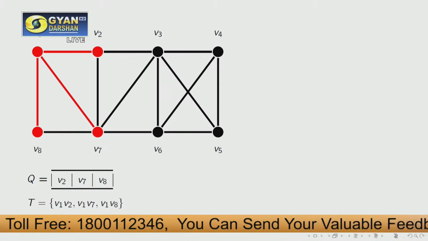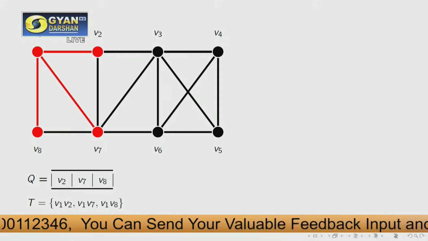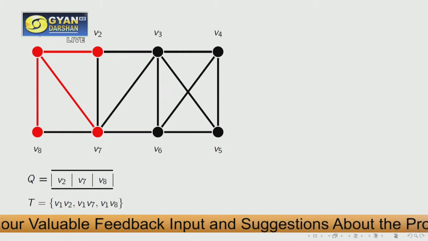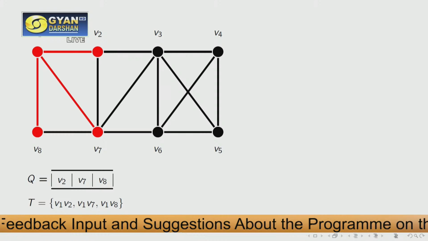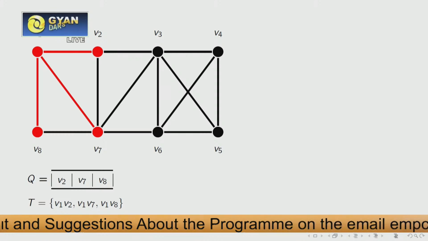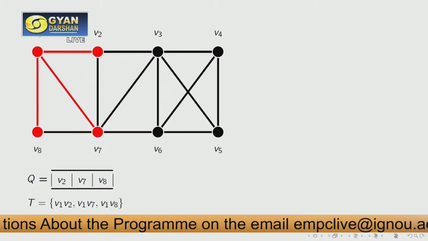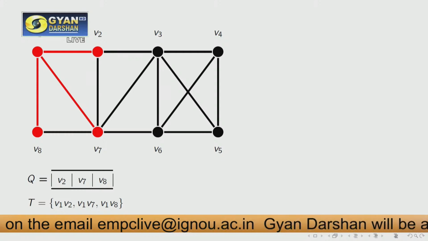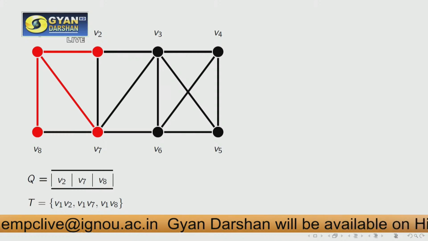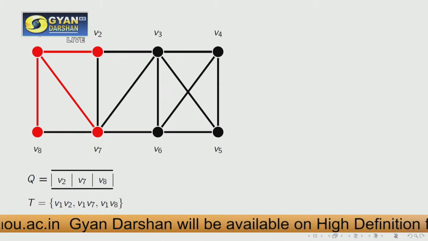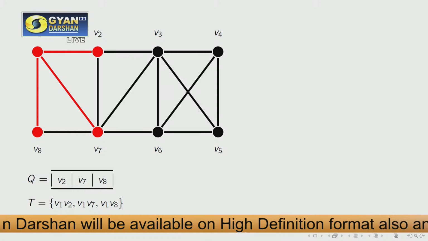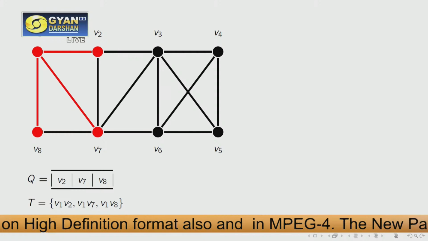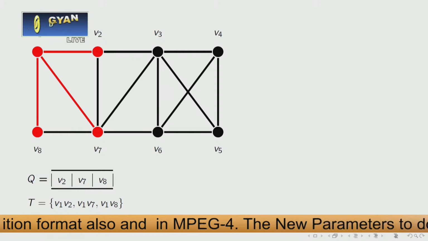So thus far we have got 3 edges in the spanning tree, which are V1, V2, V1, V7 and V1, V8. And Q contains 3 vertices, V2, V7 and V8. You can see that Q contains the vertices in the order they are visited, because we visited V2 first and then V7 and V8. So in that order they are coming. And we have to remove vertices from the front side, that is from the left hand side from here.